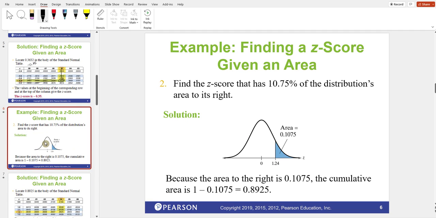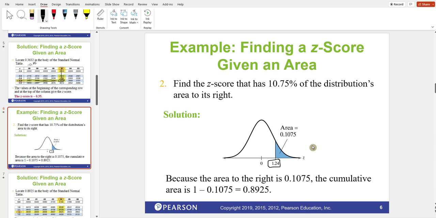Let's look at another one. Let's find the z-score that has 10.75% of the distribution's area to its right. So they gave you the area to the right. I already have the answer up here, it is 1.24. But how did I get that?